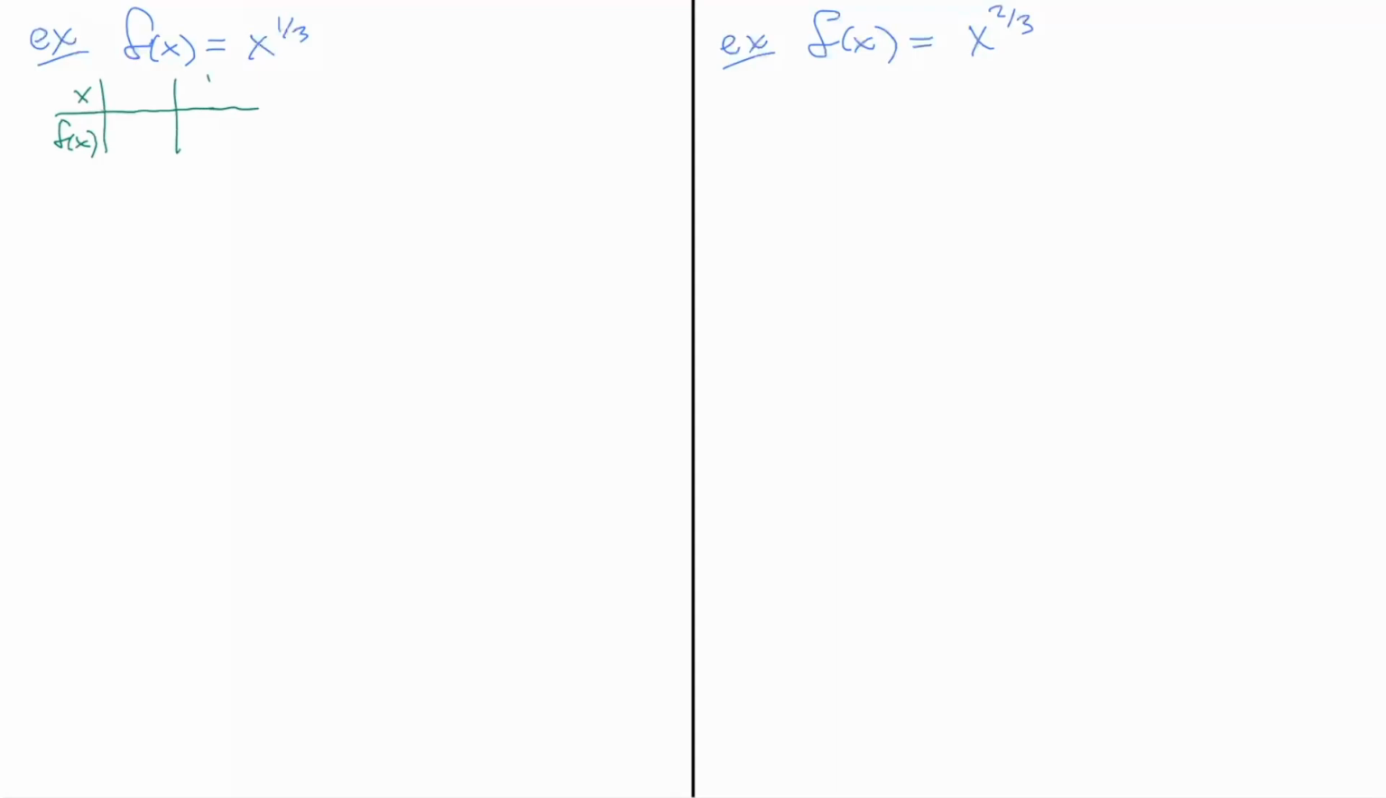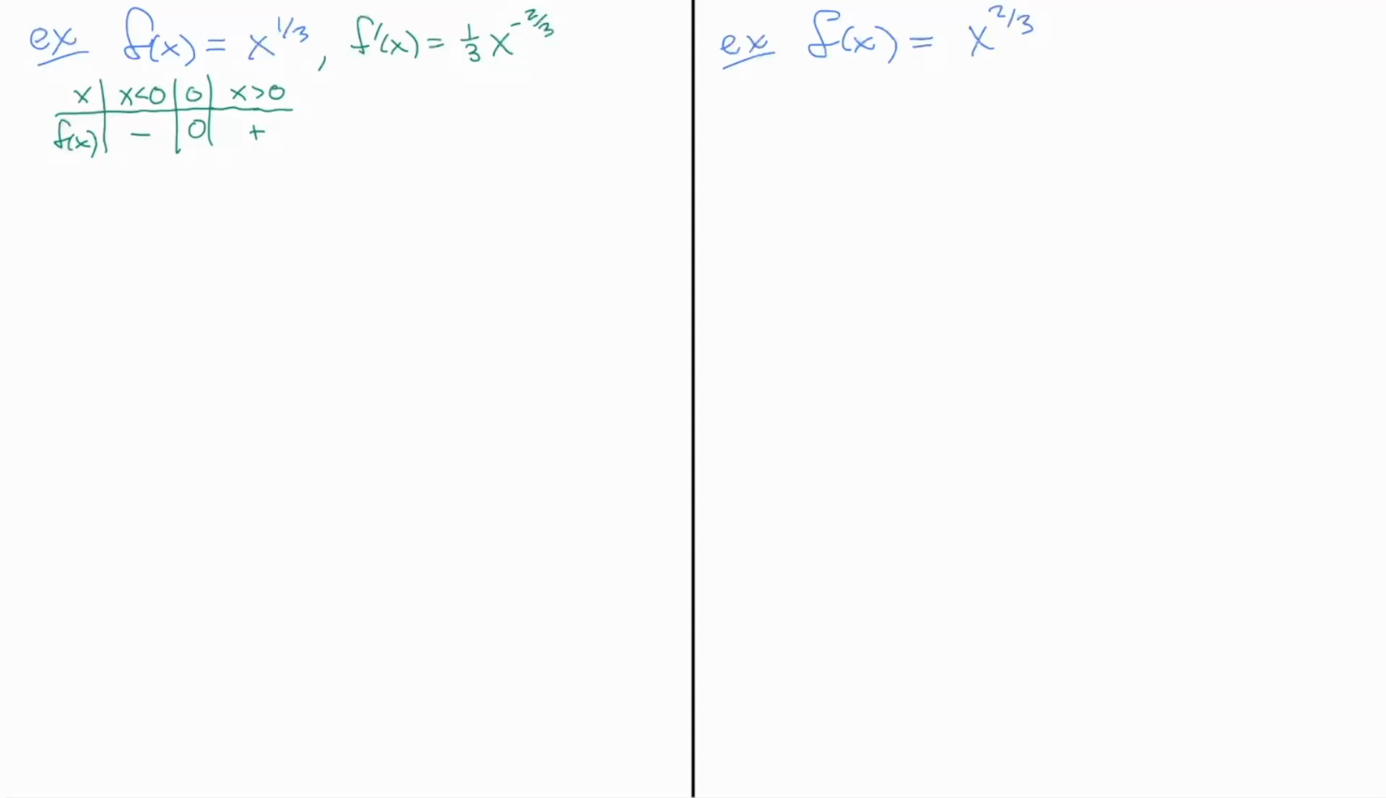So here I have a 0 at 0, and when x is negative, the function values are negative, and when x is positive, the function values are positive. And now if I calculate f prime, so let me put that over here, f prime of x is equal to 1/3 x to the minus 2/3. So here we have an important new thing happening.